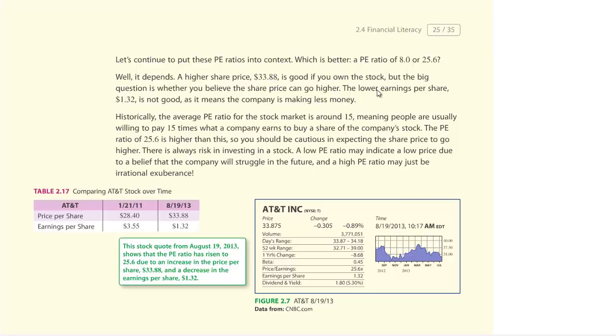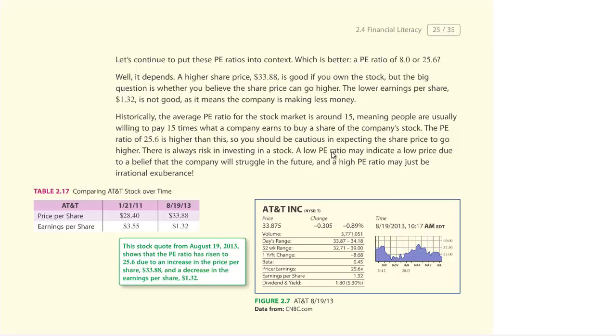And with the lower earnings per share, $1.32, right down here, it's not good. So it means the company's not making a lot of money. Now, historically, the stock market PE ratio hovers around 15, meaning people are normally willing to pay 15 times what a company earns, because that's what the PE ratio is. If it's 15, the price is basically 15 times as much as the earnings. So they're willing to pay 15 times as much as they earned for that year to buy the stock.